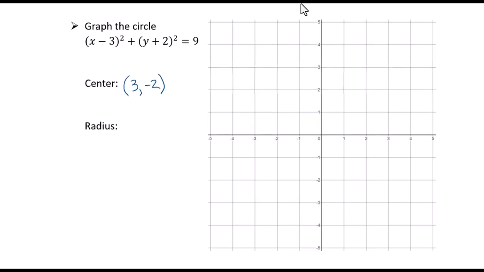Now the radius is the square root of this number. Since this number is r squared, the square root of 9 is 3. Now we have all the information we need to graph. Let's find the center, 3, -2, and the radius is 3. So we'll go left and right 3, up and down 3, and then try as best as we can to draw a nice rounded circle with that.